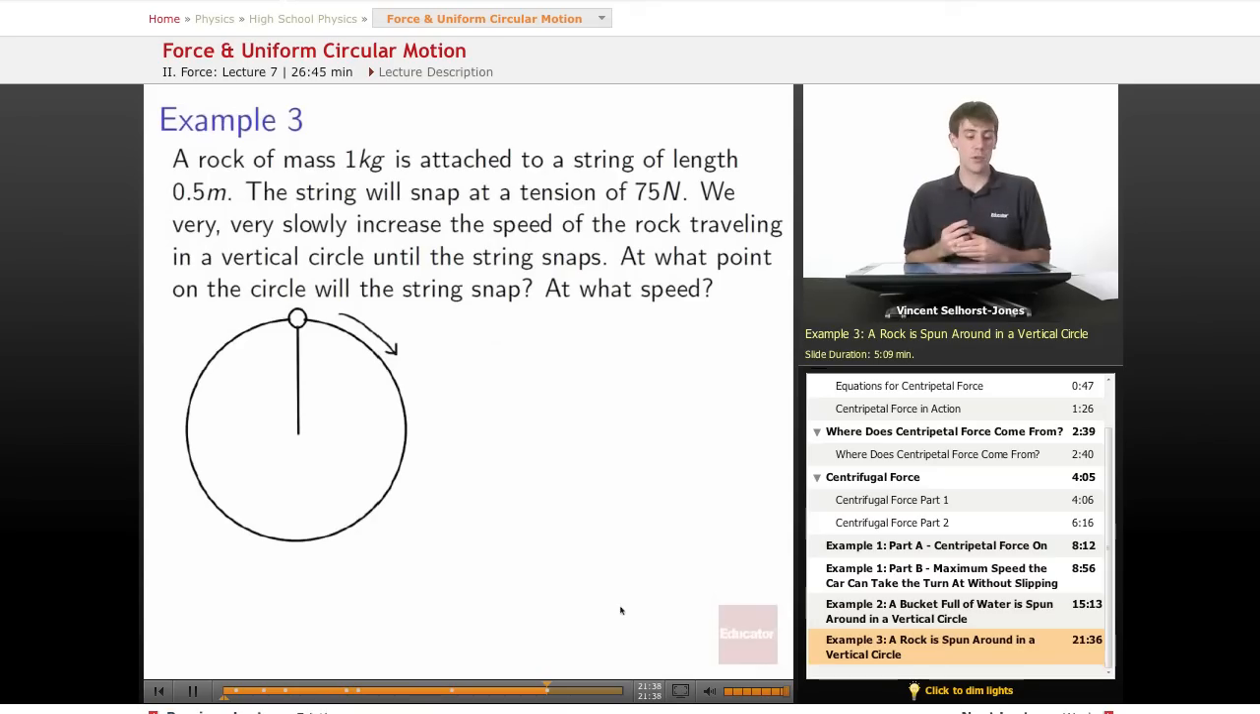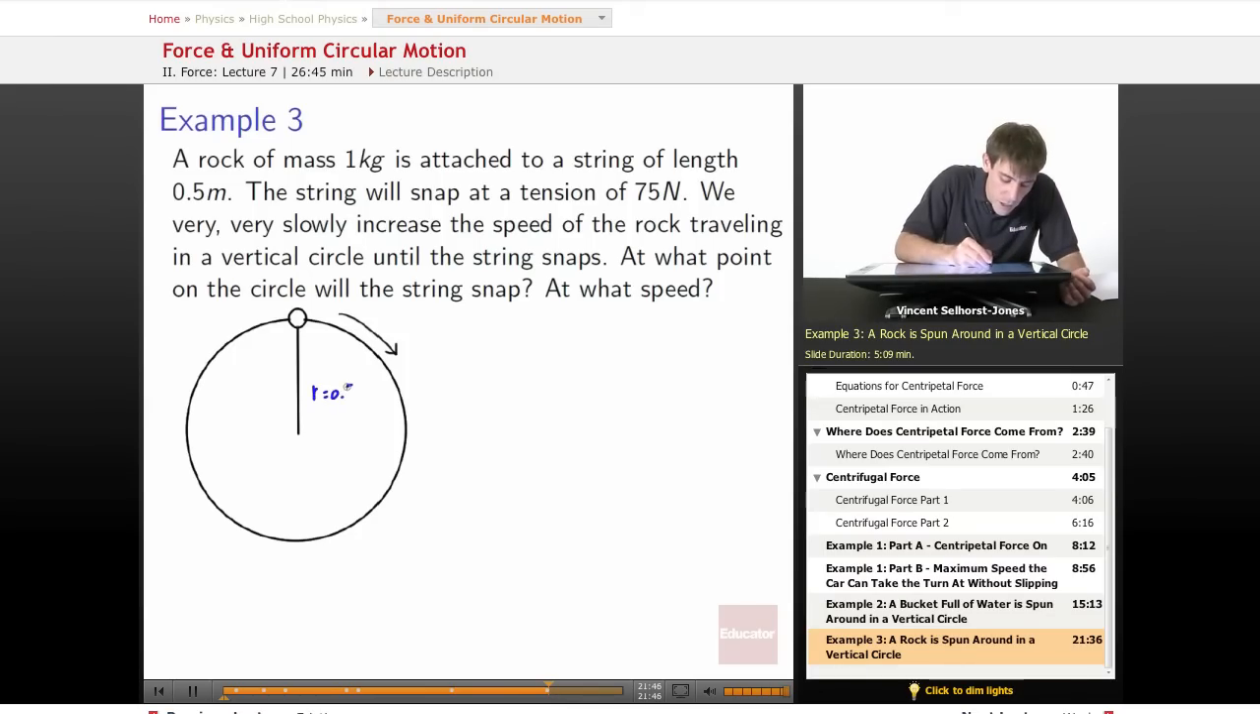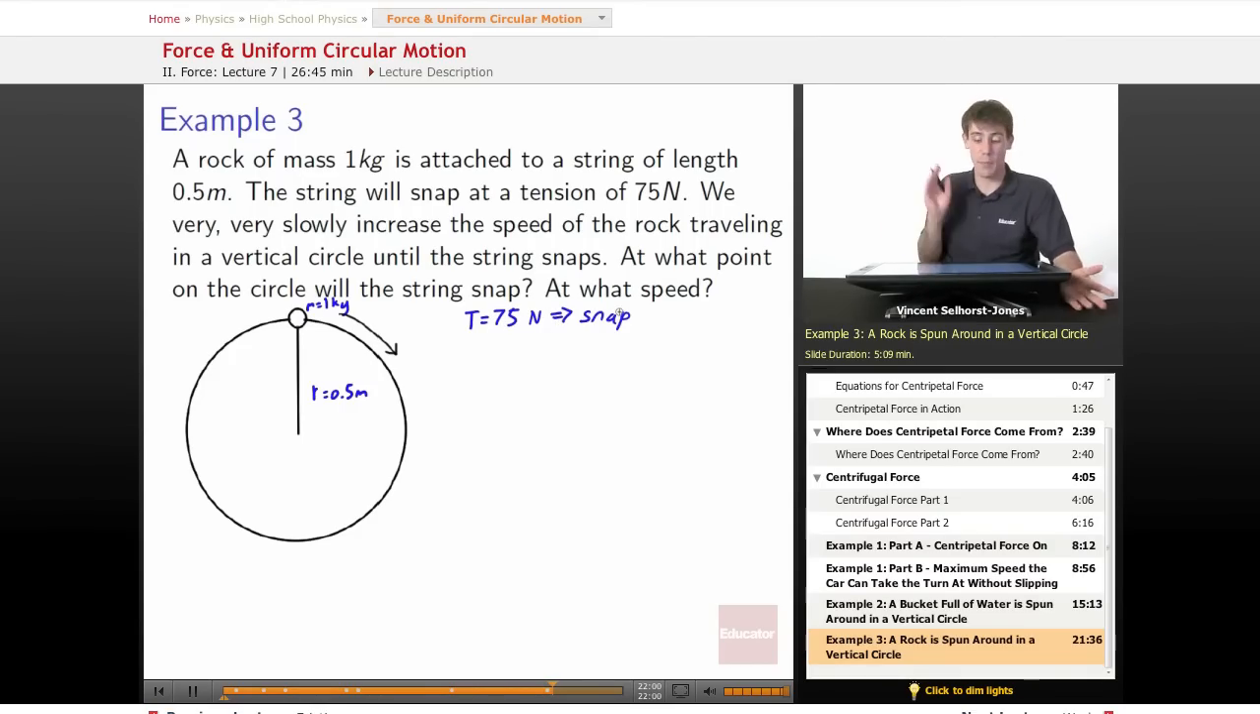All right, here's our last example. So say we've got a rock of mass 1 kilogram attached to a string of length 0.5 meters. So R equals 0.5 meters, and we've got the rock up here, 1 kilogram. All right, and the string snaps at a tension equal to 75 newtons. That's when the string all of a sudden will snap.